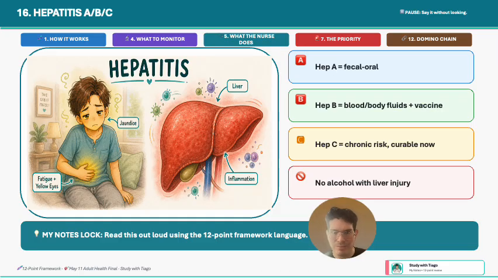Hepatitis means inflammation of the liver. For nursing exams, I want to separate A, B, and C by transmission and chronic risk. So, hepatitis A is usually fecal-oral, right? Think contaminated food, water, or close contact. It is usually acute and there is a vaccine. Teaching focuses on hand hygiene, food and water safety, and preventing spread.